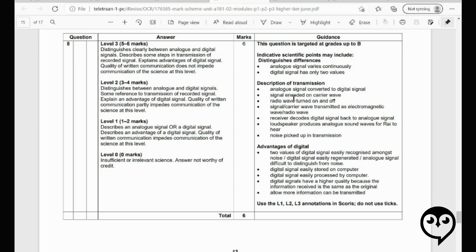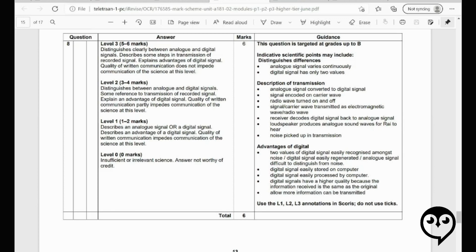The signal is encoded on a carrier wave. The radio wave is turned on and off. The signal and carrier are transmitted as an electromagnetic wave. The receiver records the digital signal and puts it back to an analog signal. The loudspeaker produces analog sound waves. Well, that's what speakers do. They move in and out, and they will be analog, and there is noise picked up in the transmission.